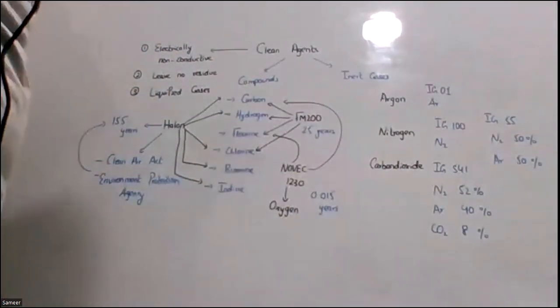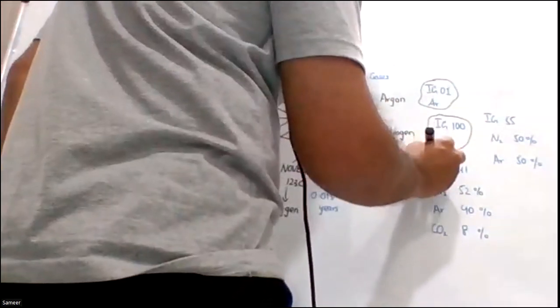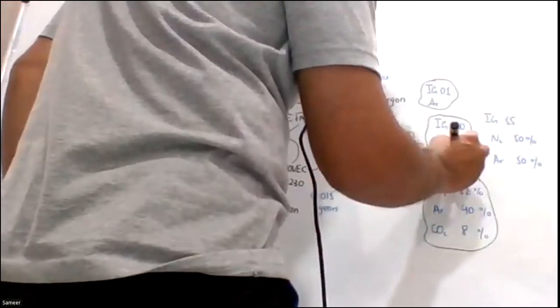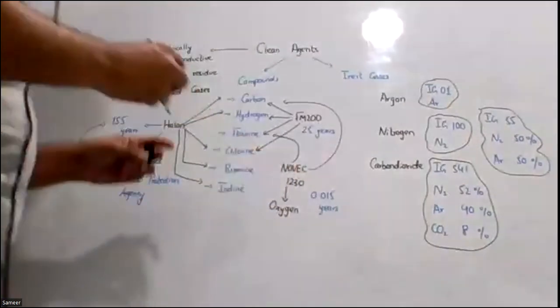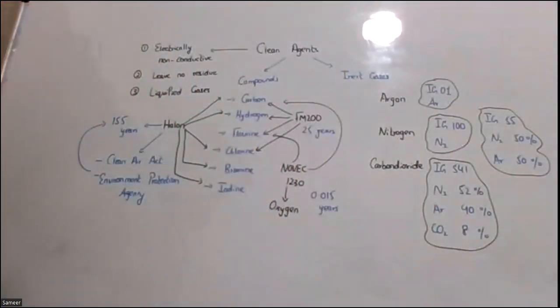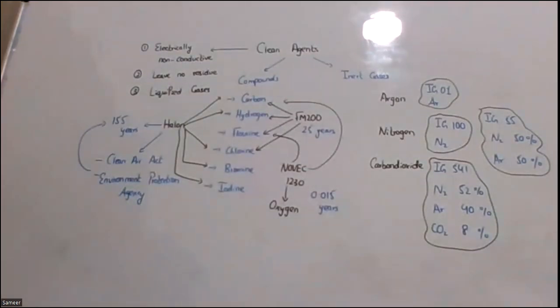So these are the compositions for our inert gases. First composition IG01, then we have IG100, then we have IG541, and we have the IG55. So these are the four compositions for our inert gases that are available. Inert gases are very effective. Why? We have already discussed.